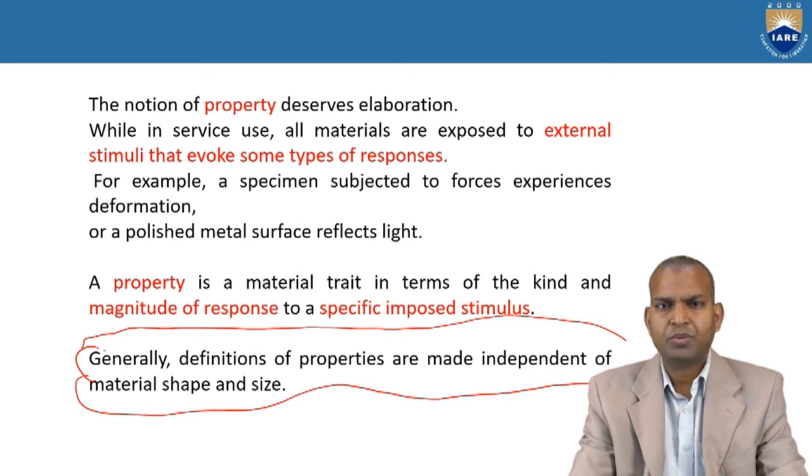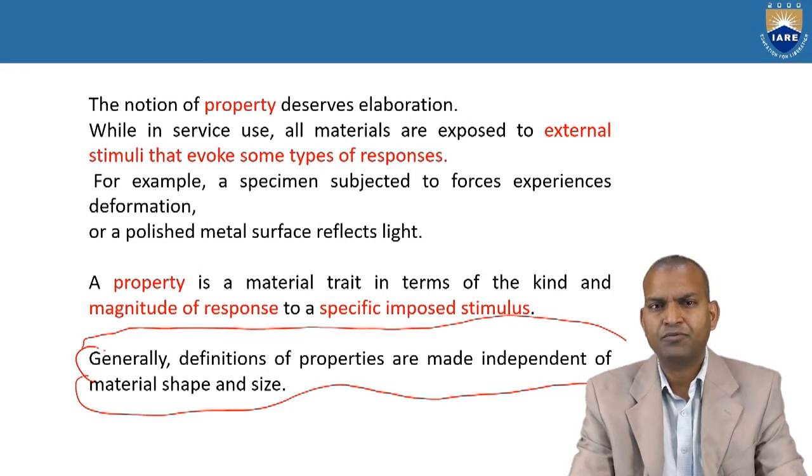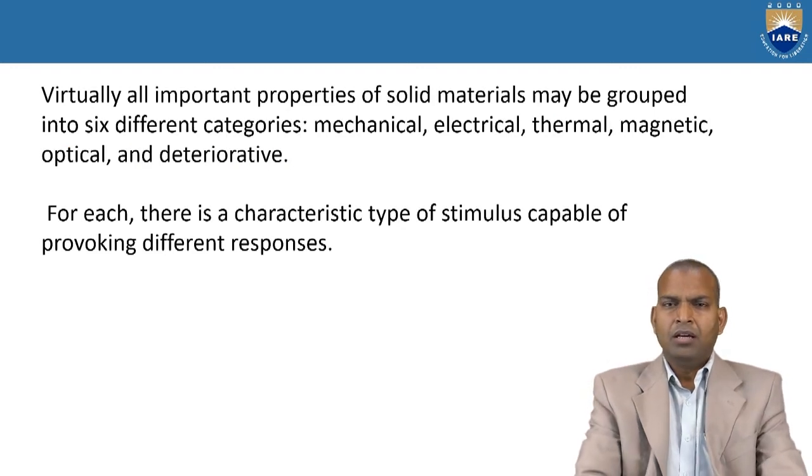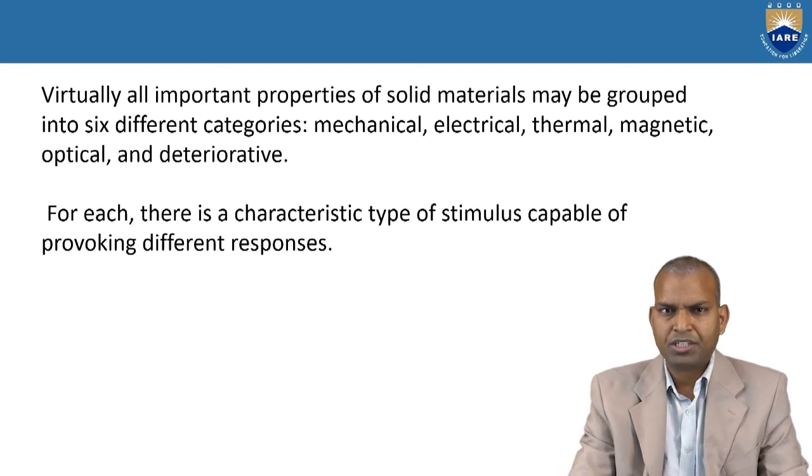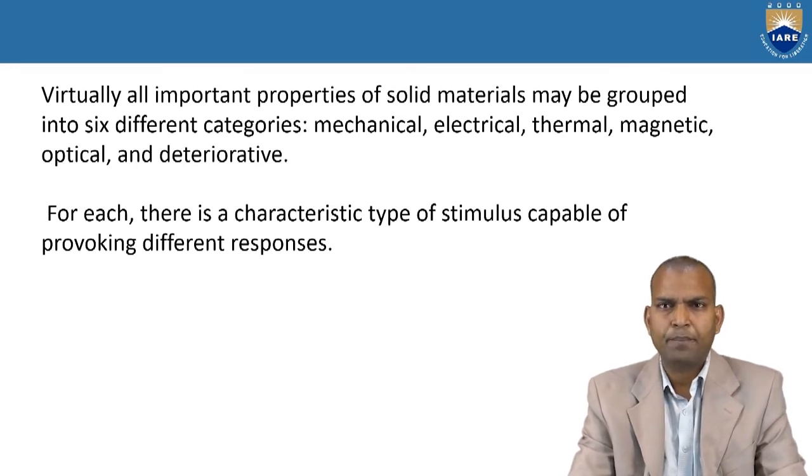Without understanding those materials, we cannot optimize a particular component, unless and until we study those mechanical properties of materials. Now here, virtually all important properties of solid materials may be grouped into 6 different categories. What are they? They are mechanical properties, electrical properties, thermal properties, magnetic properties, optical properties, and finally deteriorative properties.